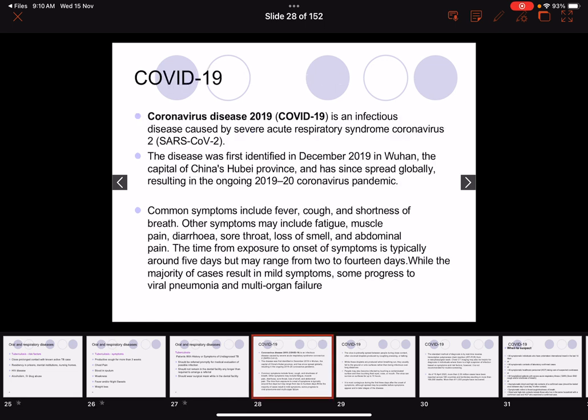We'll talk a bit about COVID-19 as well, because it is a very relevant and recent one, among the most infectious diseases, caused by severe acute respiratory syndrome coronavirus 2, or SARS-CoV-2. The disease was first identified in December 2019 in Wuhan, and spread globally, becoming a coronavirus pandemic. Common symptoms include fever, cough, and shortness of breath. Other symptoms may include fatigue, muscle pain, diarrhea, sore throat, loss of smell, and abdominal pain.